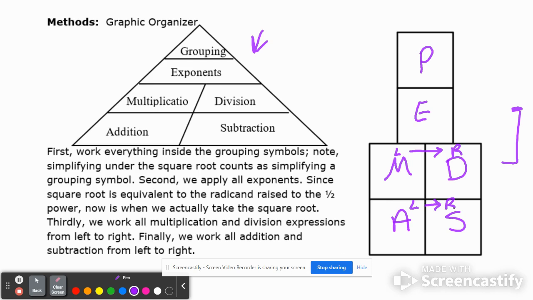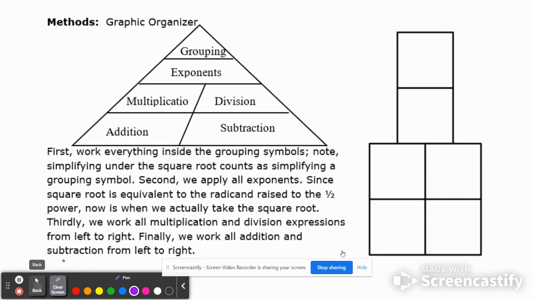Working a problem using order of operations is like peeling the layers off. You work everything inside the grouping symbols and under the square roots, and then you apply all the exponents. You're just unraveling all of the layers. We talked about this: the radicand raised to the 1/2 power is actually what we have when we're taking a square root. Lastly, we work all the multiplication and division expressions from left to right. And then we work all the addition and subtraction from left to right.